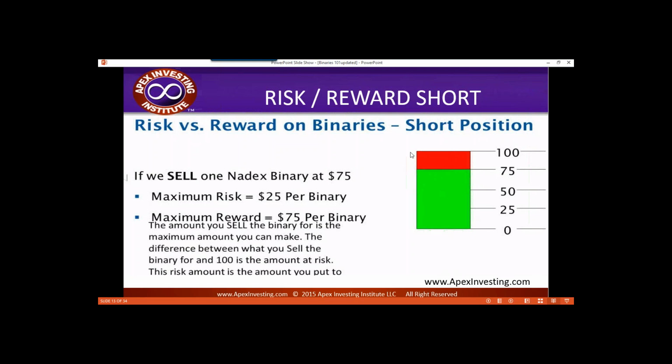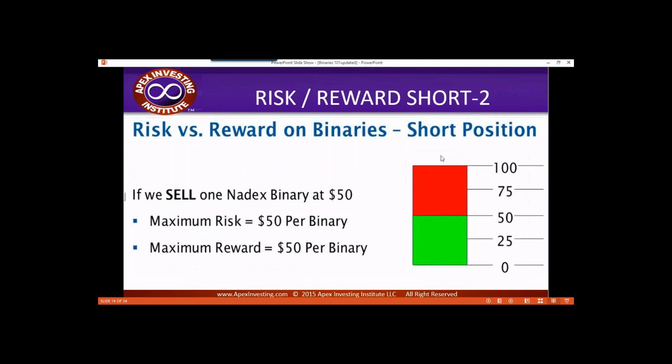If there are any questions on this exact part, let me know. It's the opposite of buying. So if I sell at 75, the most I can make is 75. The most I can lose is the difference of 75 to 100, which is 25. Let's look at it a different way, right in the middle. If I sold a Nadex binary for 50 bucks, the most I can make would be 50 bucks. The most I could lose would be the difference of where I sold compared to 100 bucks, which is also 50 bucks. That's what a binary contract is, and that's the difference of buying or selling.